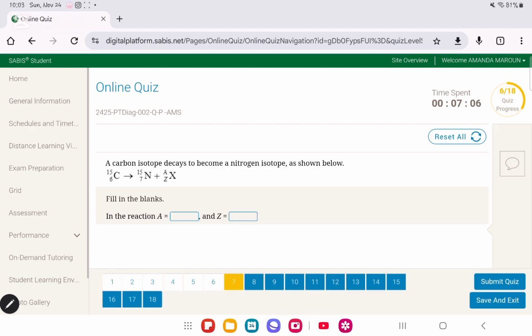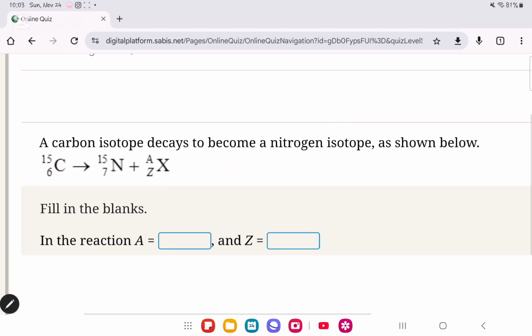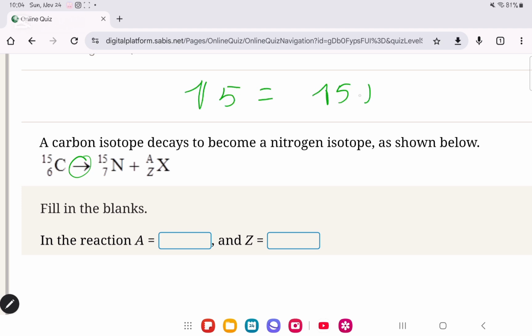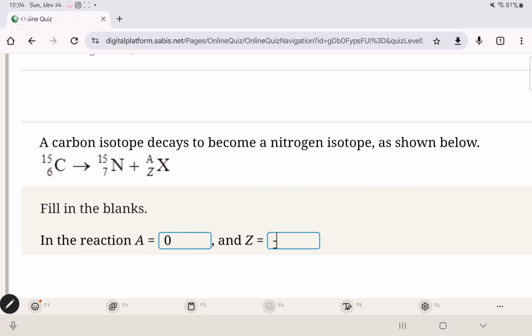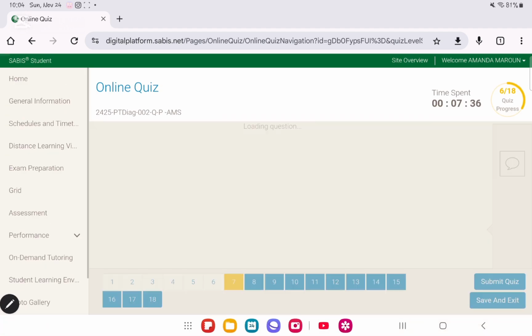We move on to question number 7. We need to balance this. In this reaction, very simply, what we need to do is make it an equation. Just make the arrow an equal. So if you're gonna consider the top part, it's gonna be 15 is equal to 15 plus A. That means A is 0. If you're gonna consider the down part, you're gonna get that 6 is equal to 7 plus Z. That means Z is negative 1. So 0 and then negative 1.